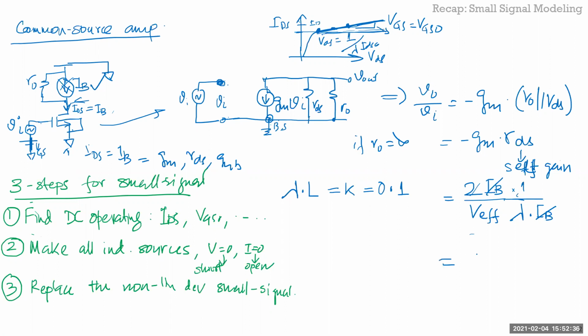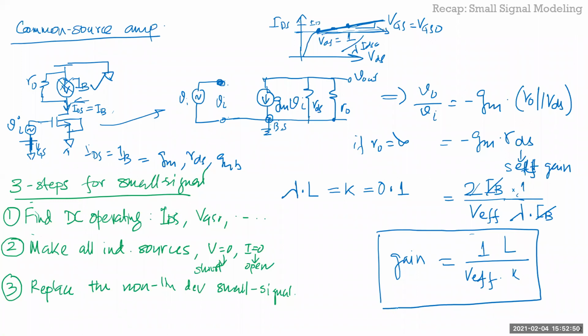So that means this equation is basically 1 over V effective, and lambda is some K times L, right? So that's the gain of this common source amplifier, approximately. If you want to increase your gain, you lower your V effective, in other words lower your VGS minus VT, and you increase your length. Okay, so that's the way. The reason you do that is because GM is proportional to ID over V effective. So the smaller V effective you have, the higher the GM, the higher your transconductance. That means for a given voltage, the higher the drain current, right?